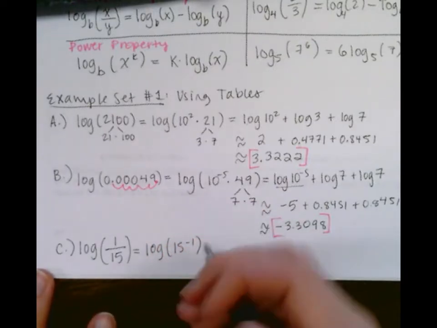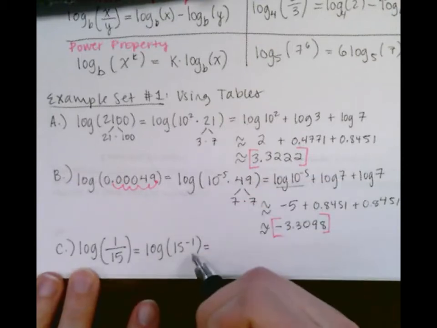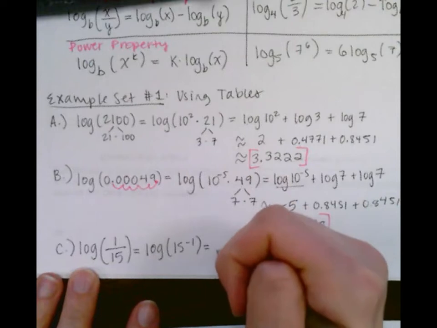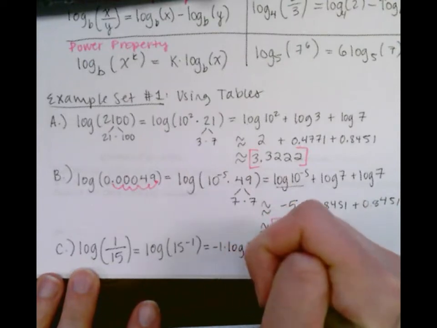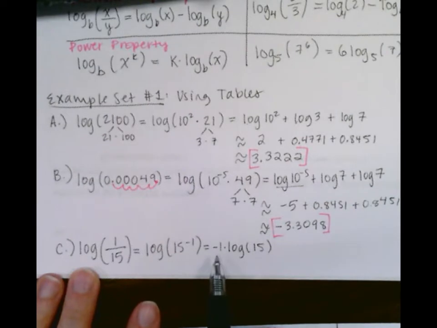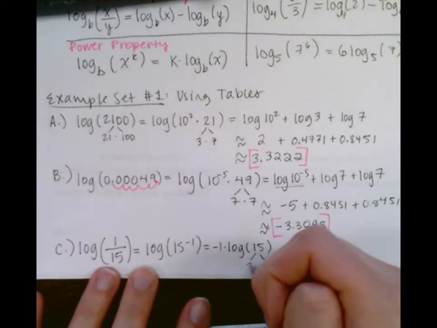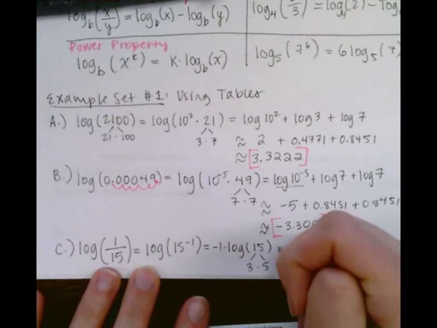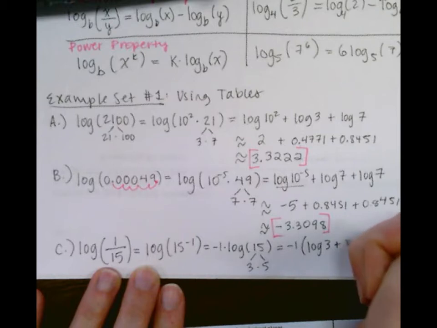And then I have the power rule, or power property, which says that negative 1 can come out front. So now my answer should just be negative 1 times whatever log of 15 is, and I know 15 is 3 times 5. So this should equal negative 1 times log 3 plus log 5.